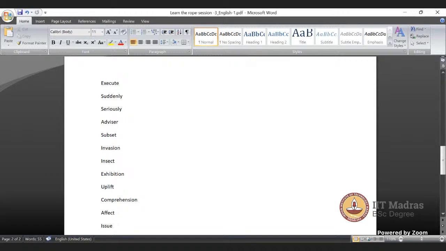Subset is what? It's a noun. So first syllable. Invasion. Okay, this one. Subset is a compound word, no? Even if it is a compound word, what happens to it? How is it a compound word? What does sub mean? We don't have sub as an individual word.